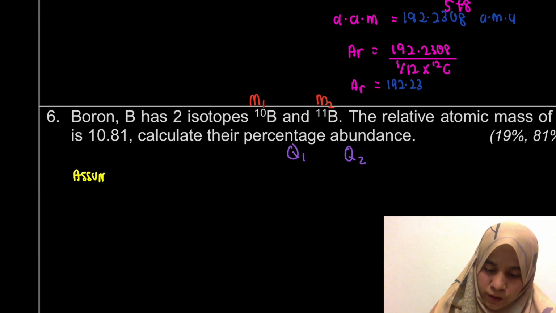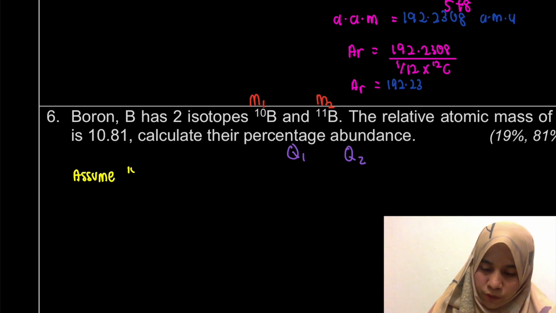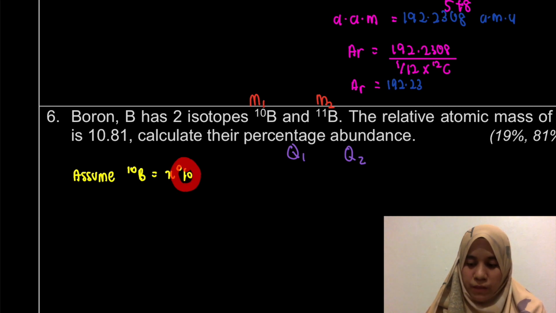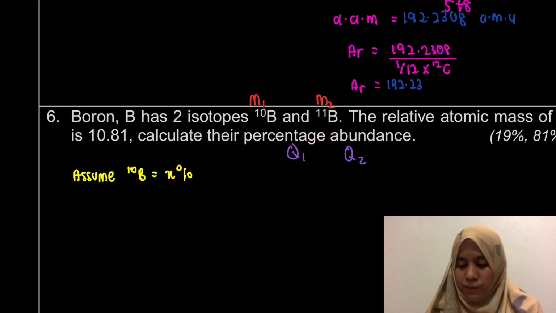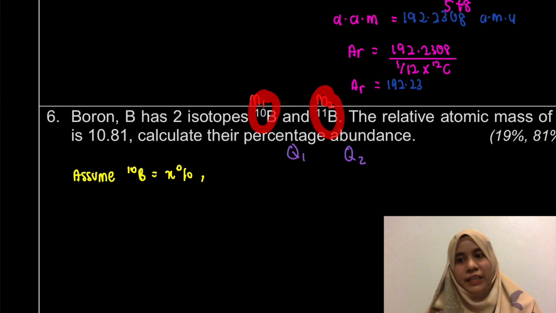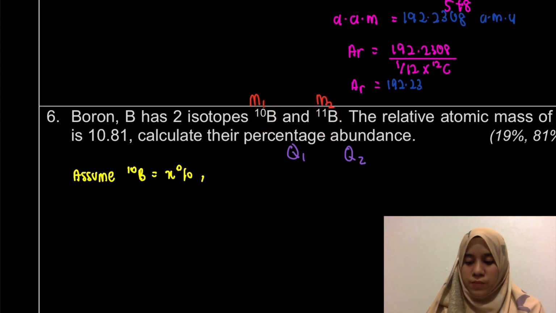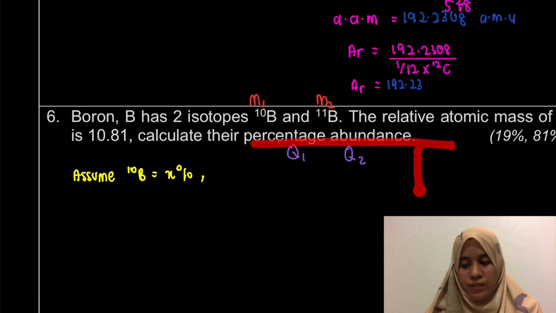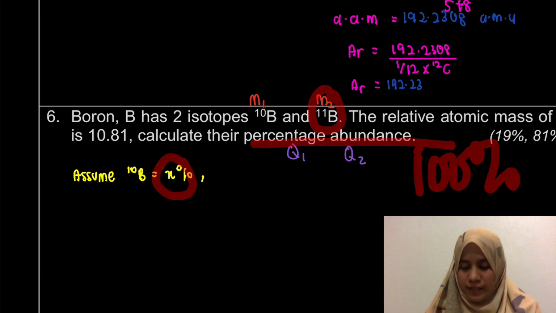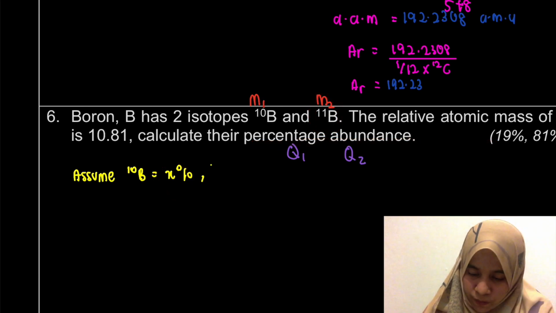So assume boron-10 is X%. Why is there a percent? Because it is a percentage. Since one is X, how about the other one? We can't use Y, we can't have 2 unknowns. Since this is percentage abundance, the full amount is 100%. So when one of the species is X, the other one is 100 minus X. So we assume boron-11 is 100 minus X.